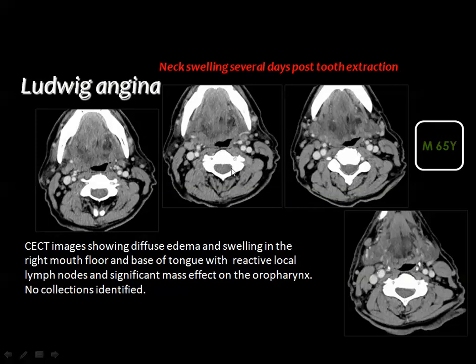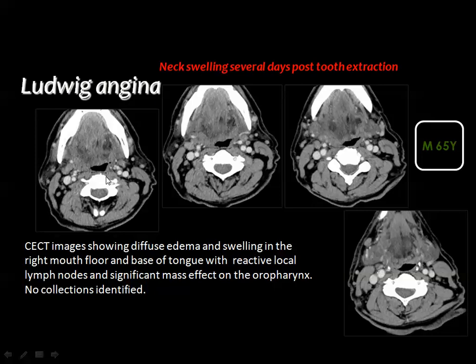And if you look here, you see that the mouth floor is no more that floor, with almost loss of the fat planes between the mouth floor muscles, which are turned here into a hazy, big, swollen mass with some areas of fluid density inside, and very importantly, the encroachment on the airway. And there is significant compromise of the oropharynx.